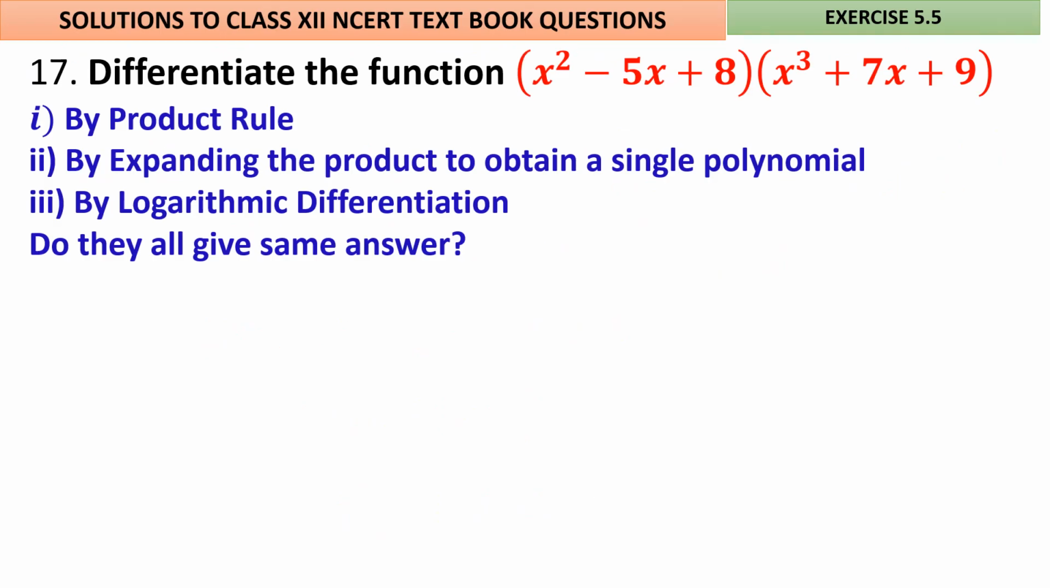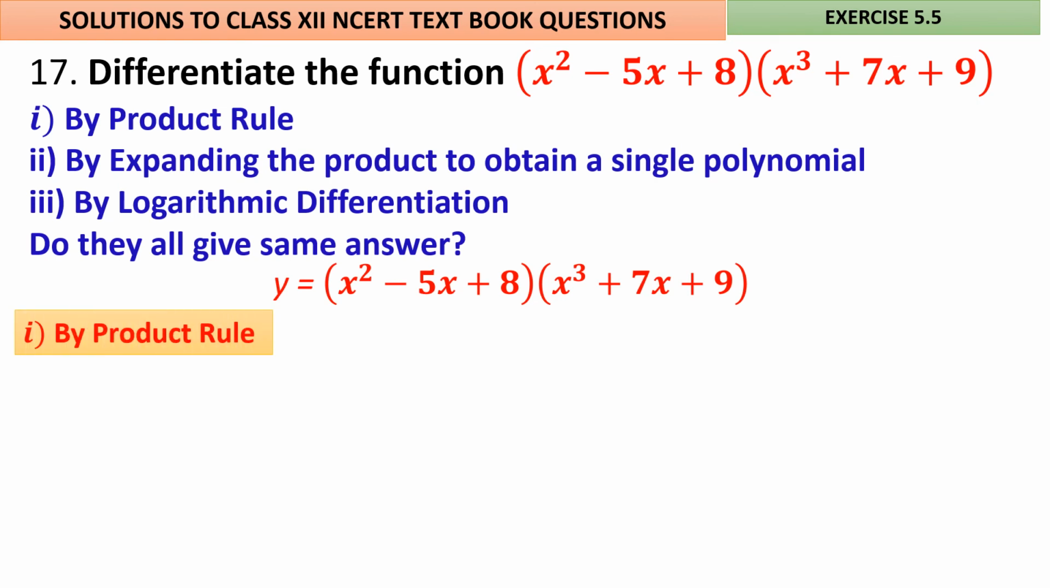Now question number 17, we have to differentiate this function by 3 different methods. By product rule, that is by keeping the first function into second function. By expanding the product to obtain a single polynomial; expand it totally, you will get a 5th degree polynomial. By logarithmic differentiation, by taking log. Now you have to decide which one is convenient to you. For that only it has been asked, you should know all the 3 types. Okay, this is the way.